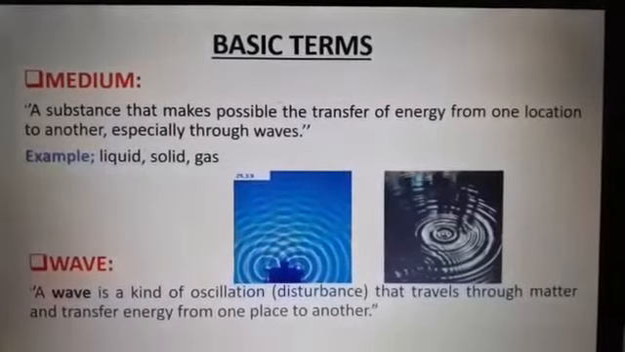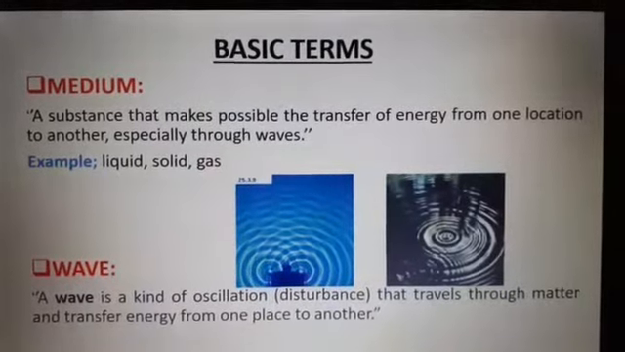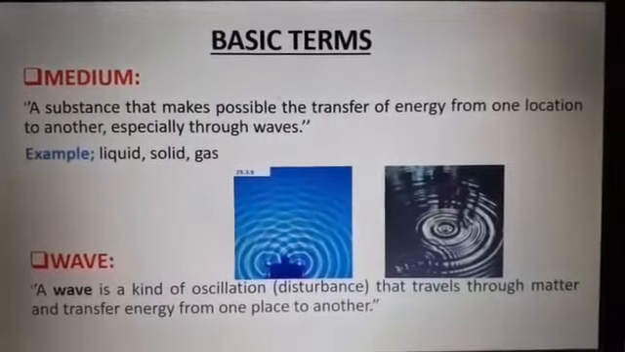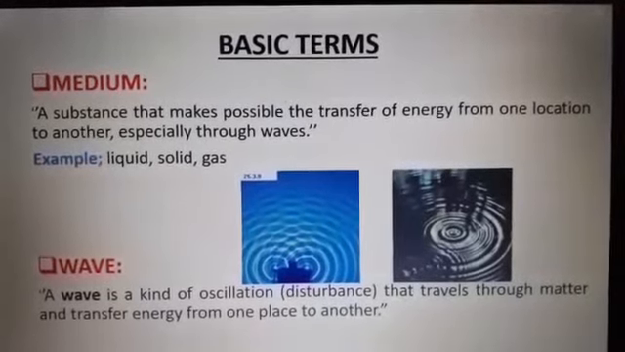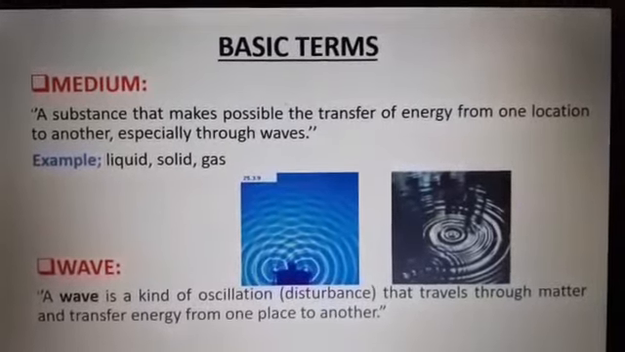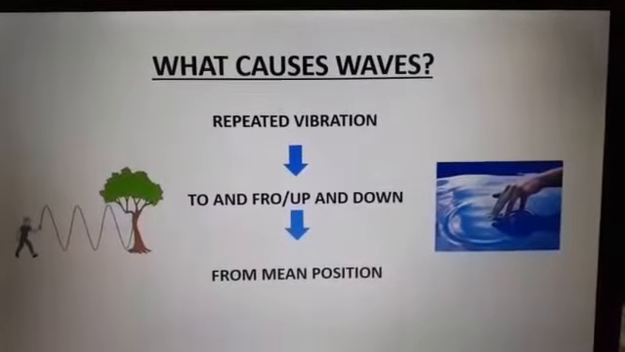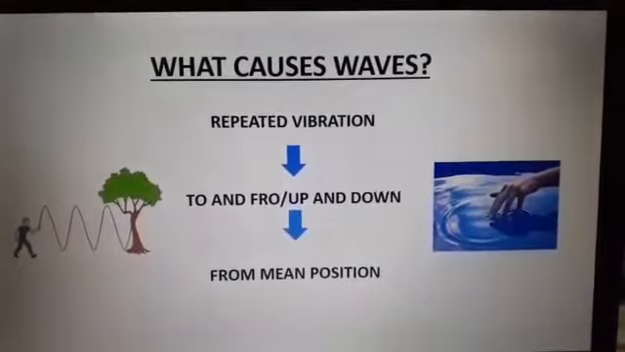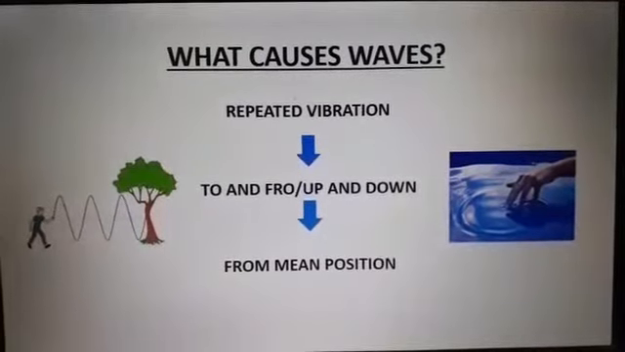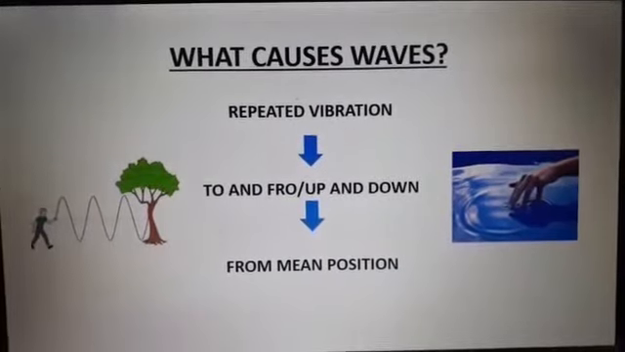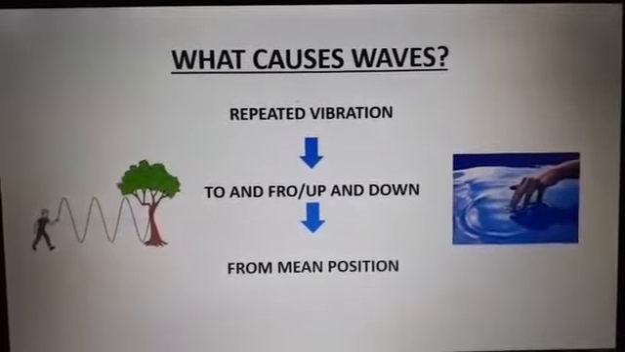A wave is a kind of oscillation, back and forth movement, or disturbance that travels through matter, substances that can be liquid, solid, or gas, and transfers energy from one place to another. So the question comes to mind: what causes waves? And the answer to this question is that vibrating substances create waves.